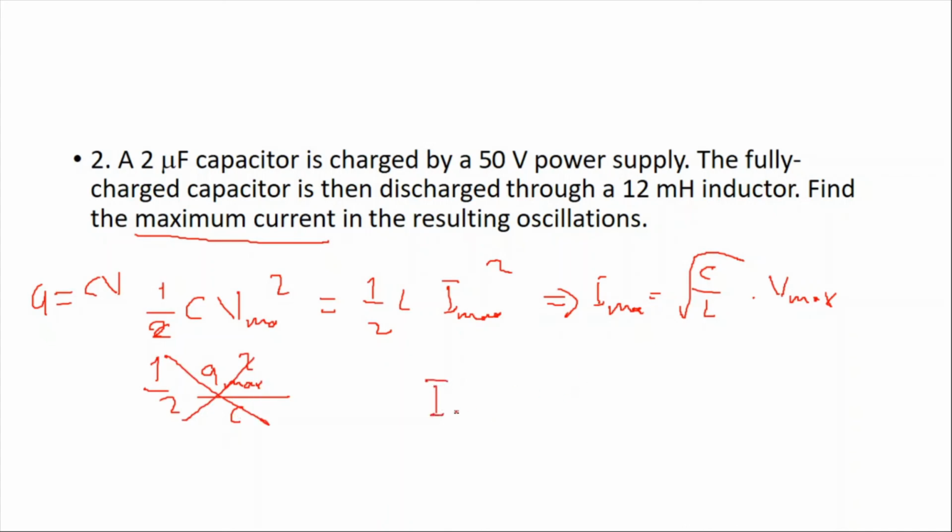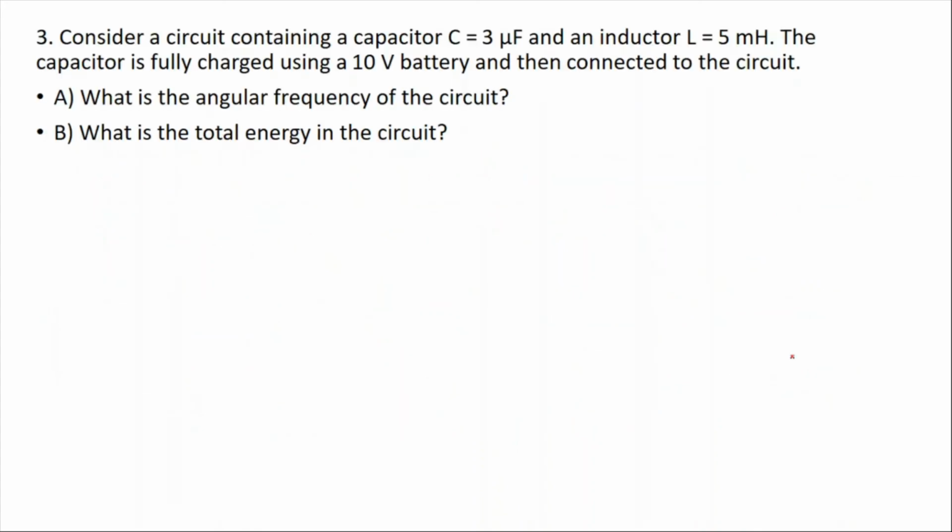The maximum current in the circuit will be equal to, the capacitance is 2 times 10 to the negative 6, 2 microfarad divided by, it is 12 millihenry times 10 to the negative 3, square root, times maximum voltage is 50 volt. Making this calculation will give us approximately 0.65 amperes. Let's look at the final question.